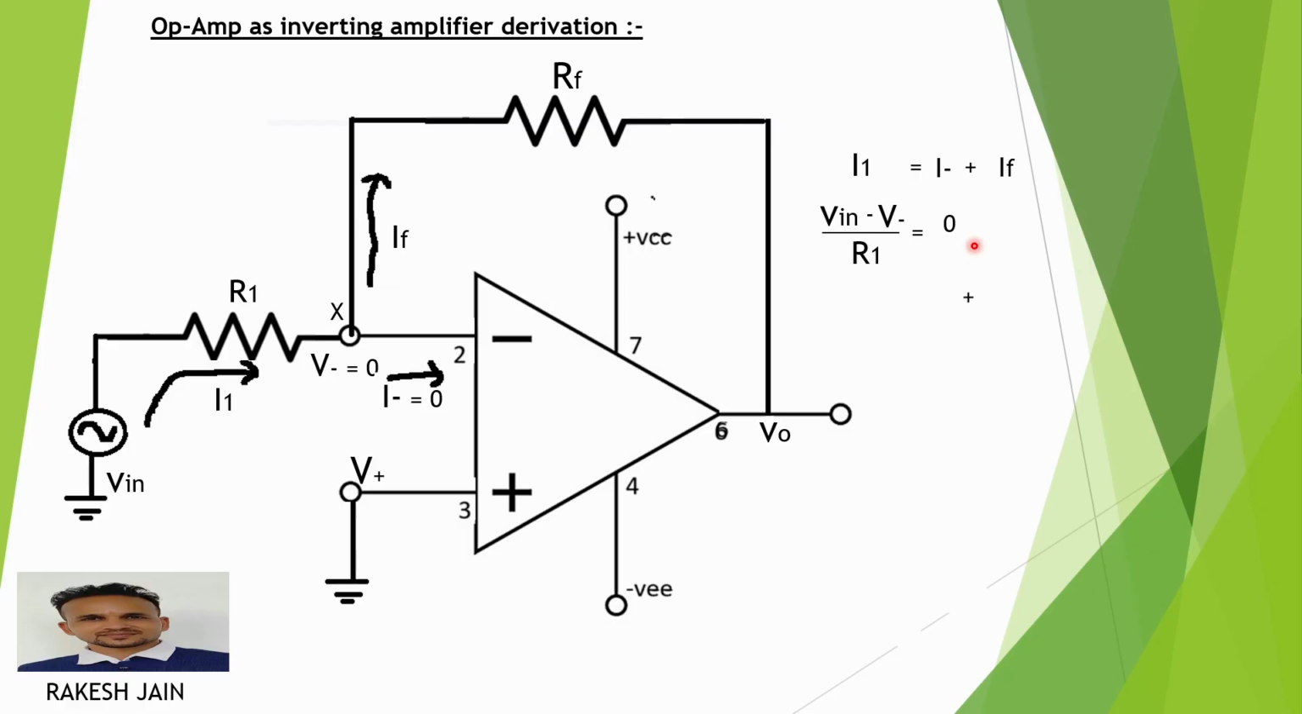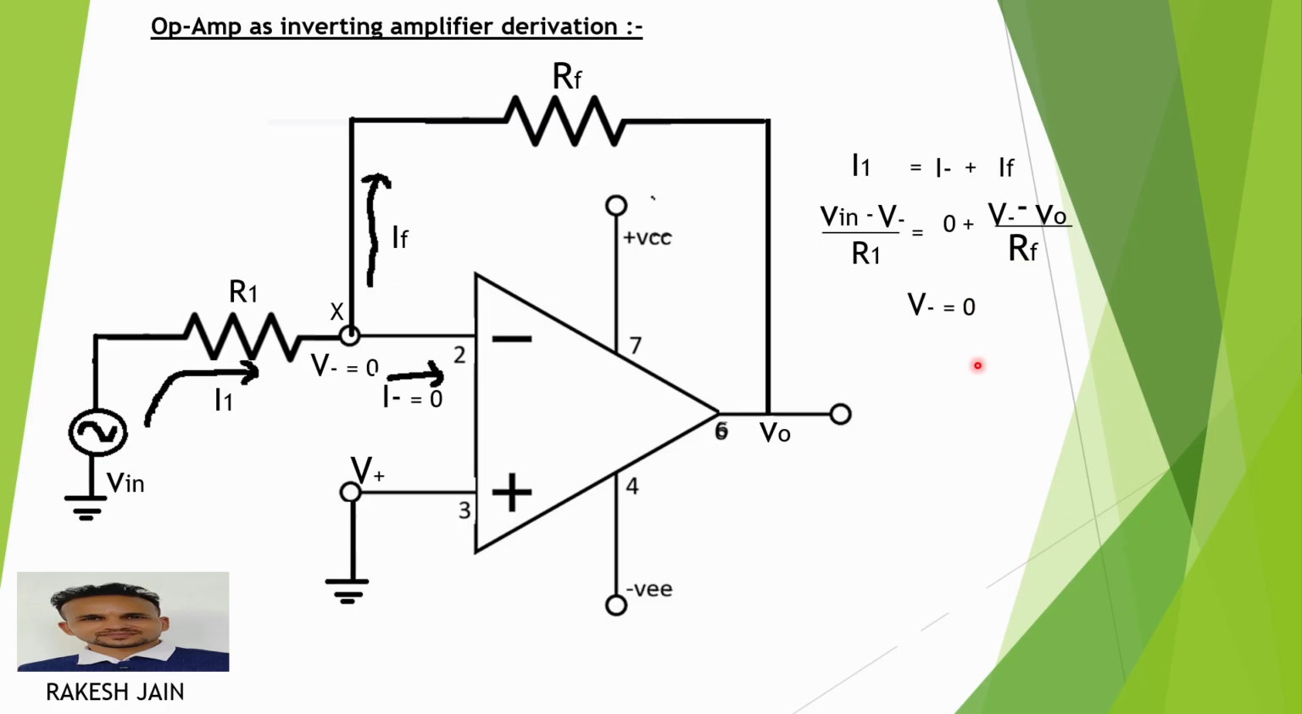So I put 0 over here plus IF is what? The current passing through a resistor. One terminal is connected to V minus and one terminal is connected to V node. So the difference between these two voltages divided by RF. So here I am going to write down V minus minus V node divided by RF.